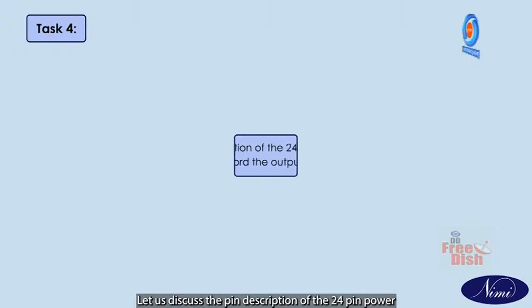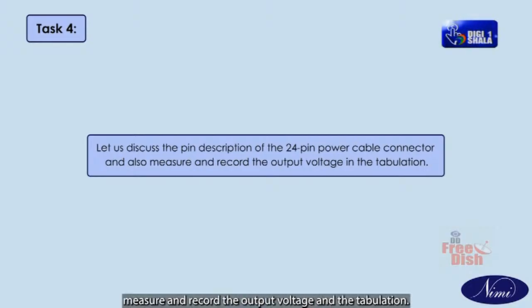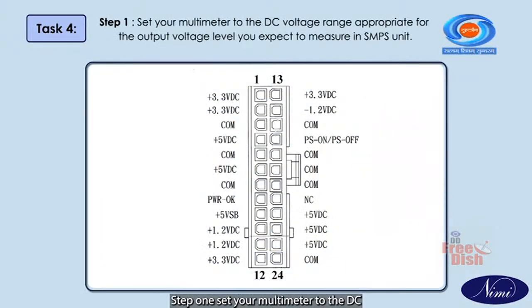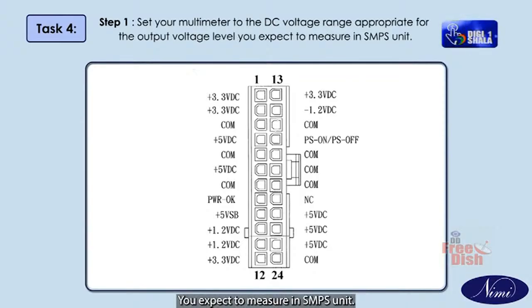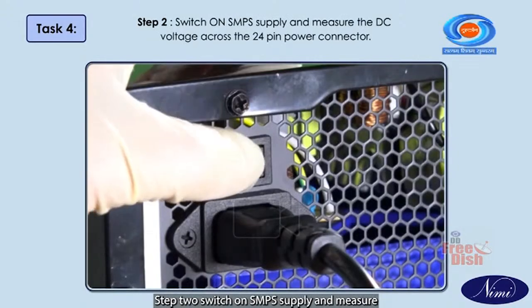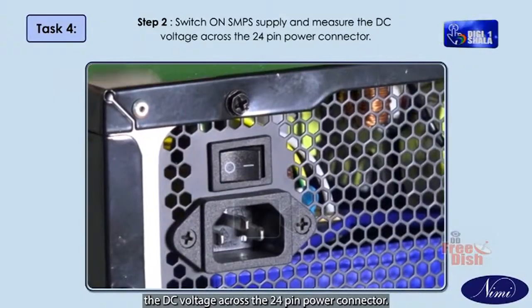Task 4. Let us discuss the pin description of the 24-pin power cable connector and also measure and record the output voltage in the tabulation. Step 1. Set your multimeter to the DC voltage range appropriate for the output voltage level you expect to measure in the SMPS unit. Step 2. Switch on the SMPS supply and measure the DC voltage across the 24-pin power connector.